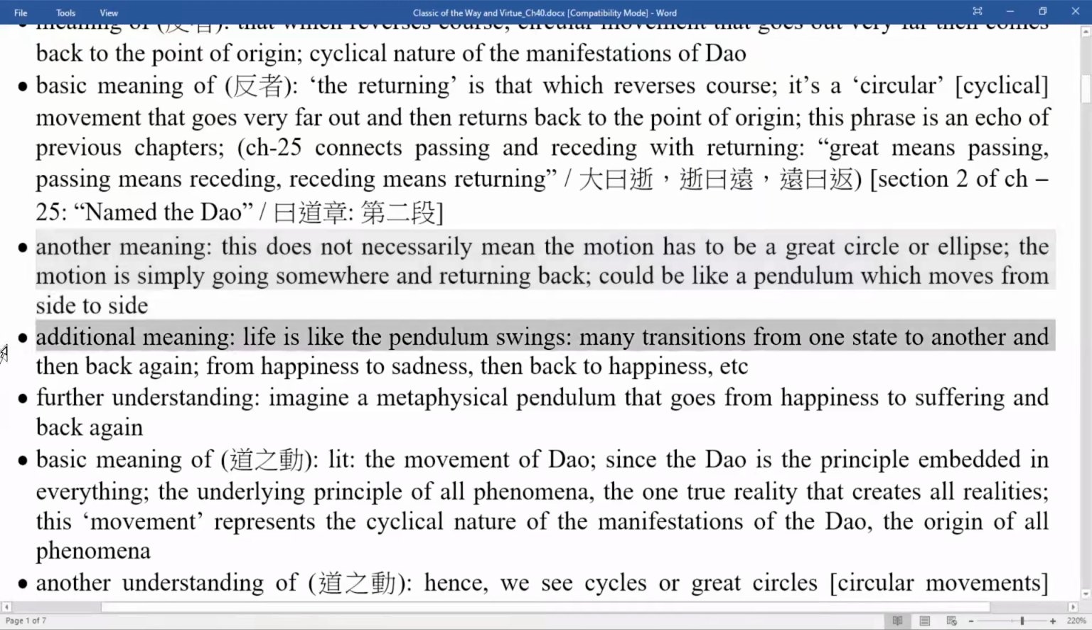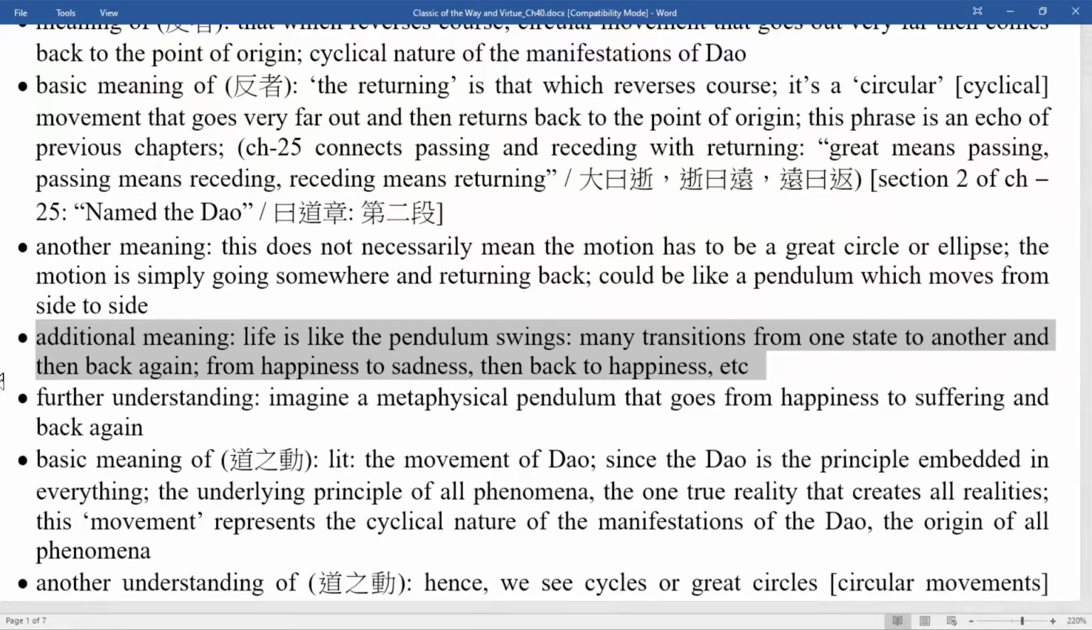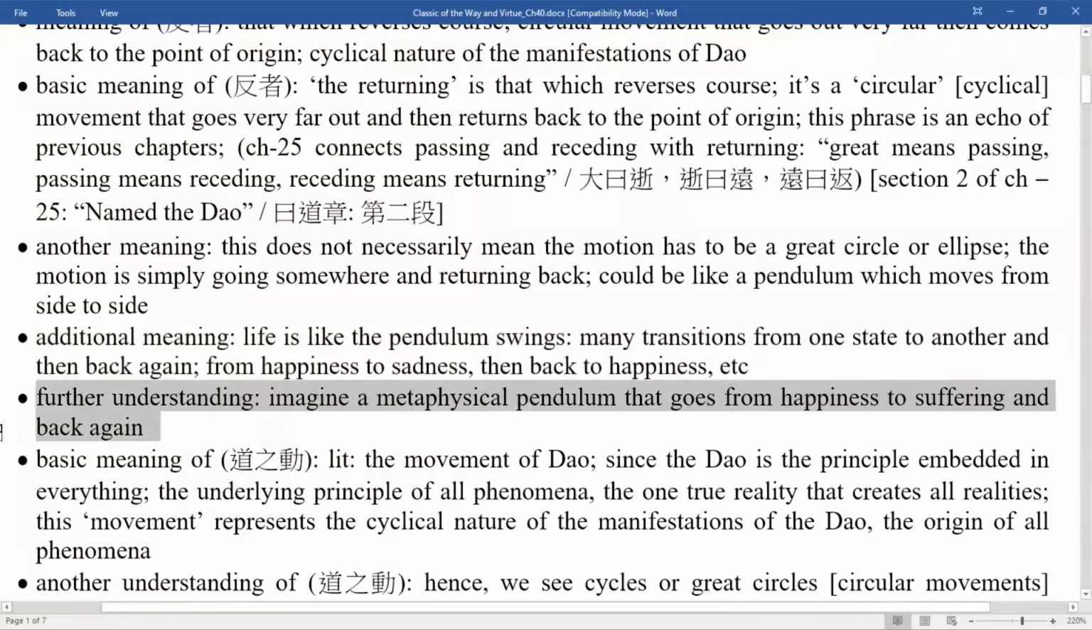It's kind of metaphorical. Life is like a pendulum, right? Many transitions from one state to another and then back again. From happiness to sadness, then back to happiness. So it's like up and down. Imagine a metaphysical pendulum that goes from happiness to suffering and back again. That's what this would apply to at the human level, as opposed to the cosmic level.